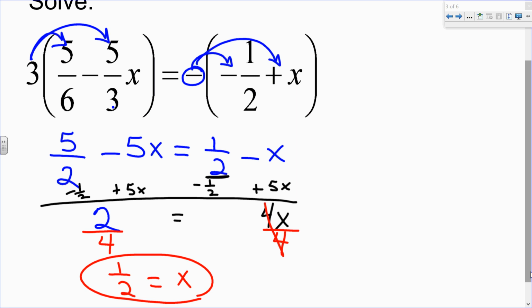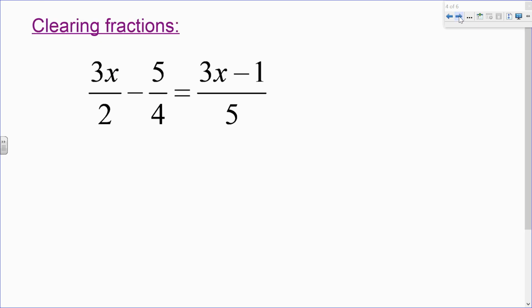Okay, now one where we review clearing the fractions. So I've got a bunch of different denominators in there. And so the first thing that I want to do is to get rid of those. I want to multiply by something that will make all those denominators go away. Type into chat what you think we should multiply by, but again, wait to hit enter.